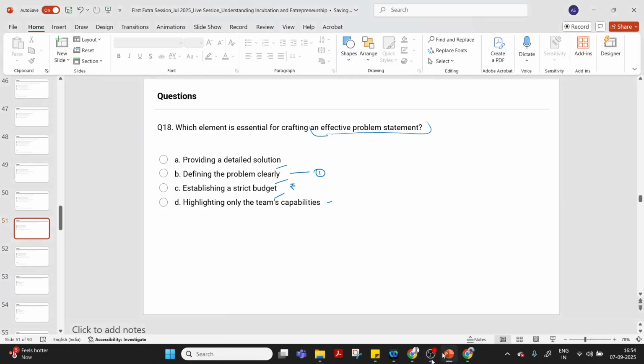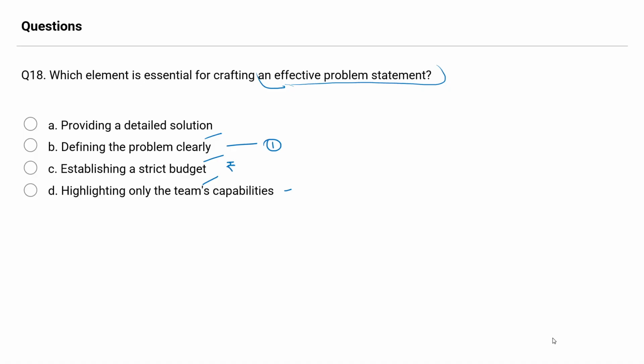Yes, the recording is on. So what we'll do is we'll try to cover 20 questions today, and the remaining questions we'll do in our next extra session. All right. So for today, we'll restrict to 20 questions. Okay. Let's see the correct answer.